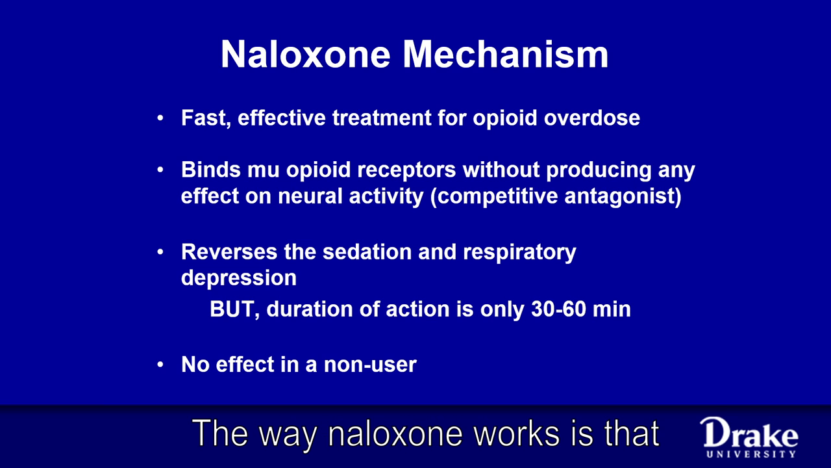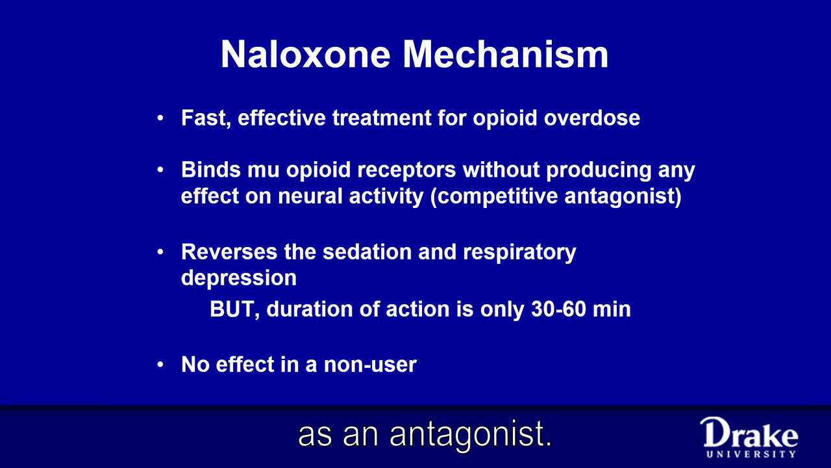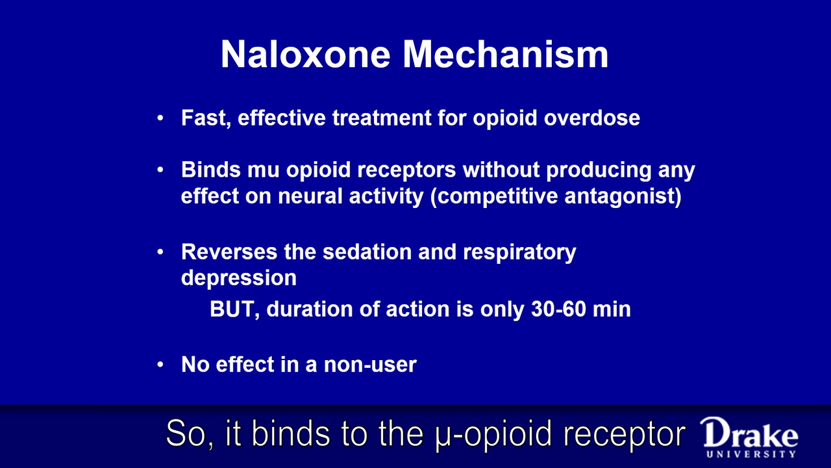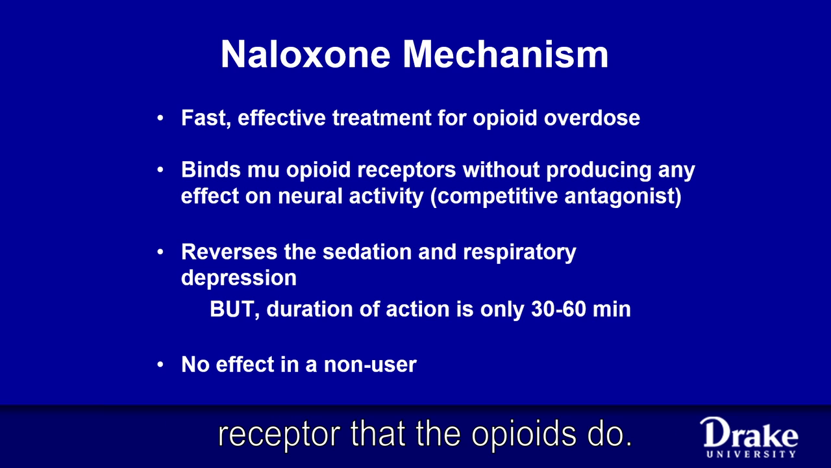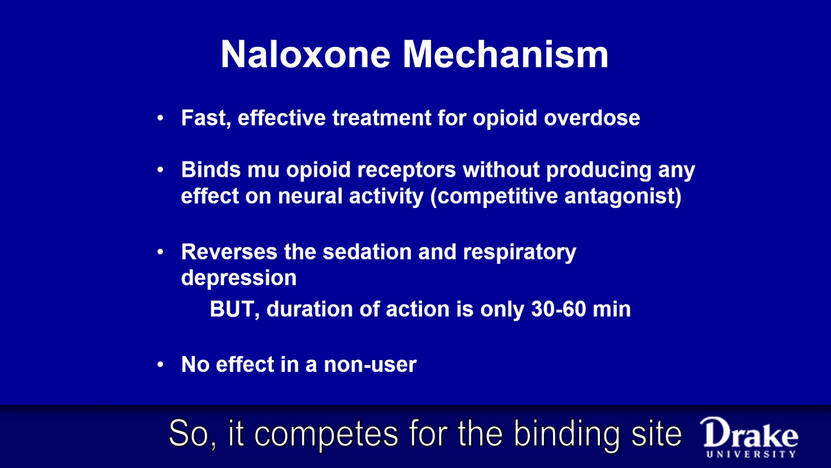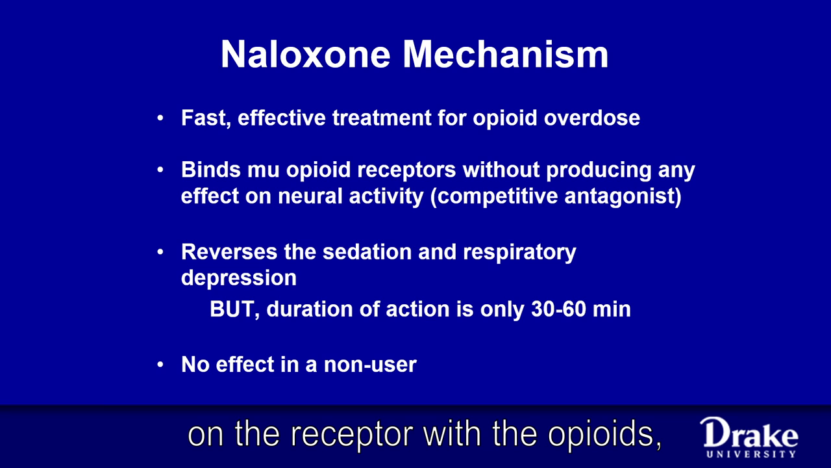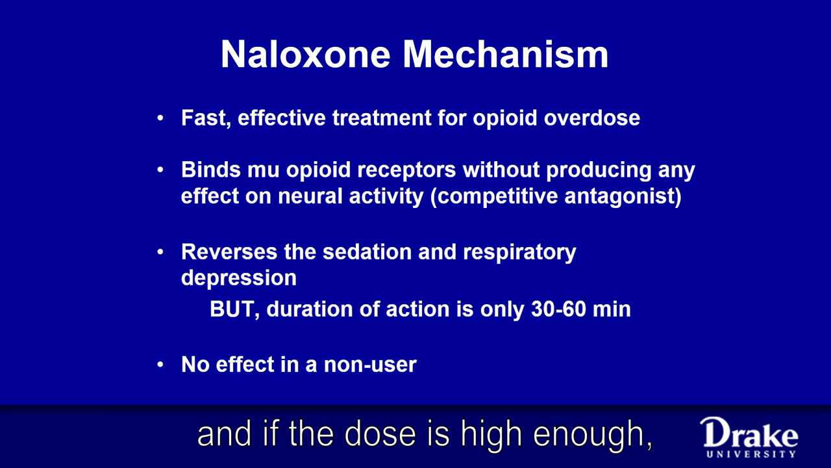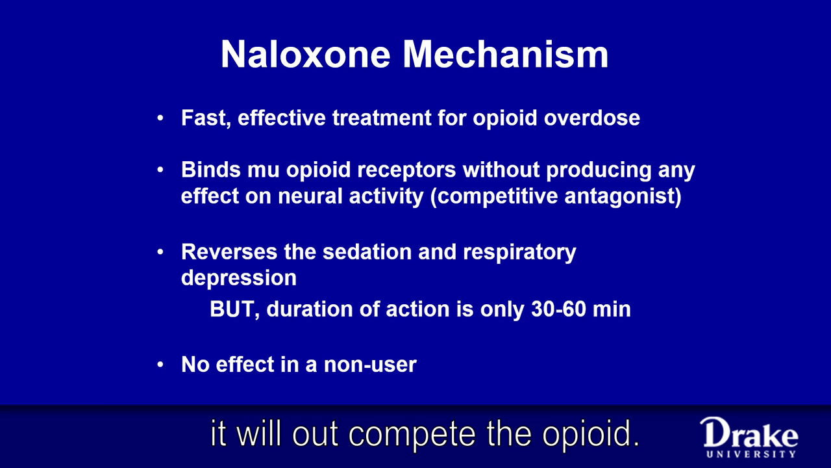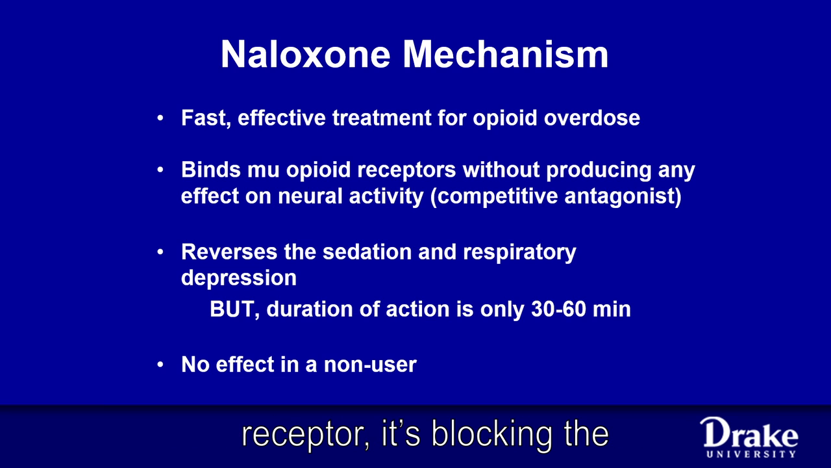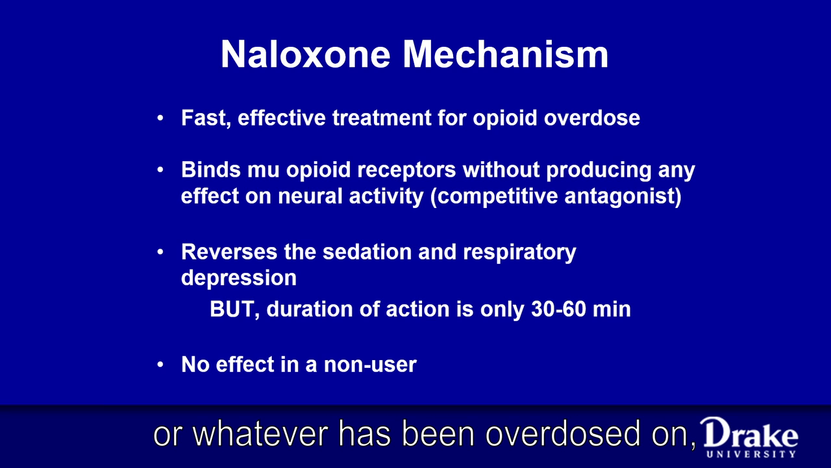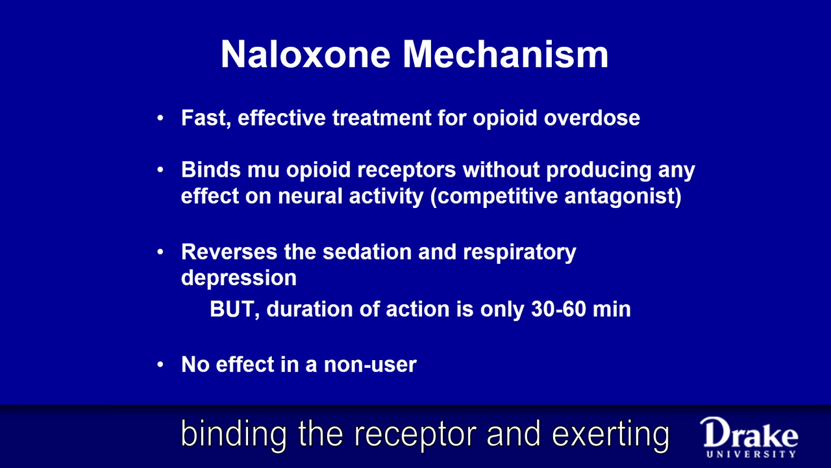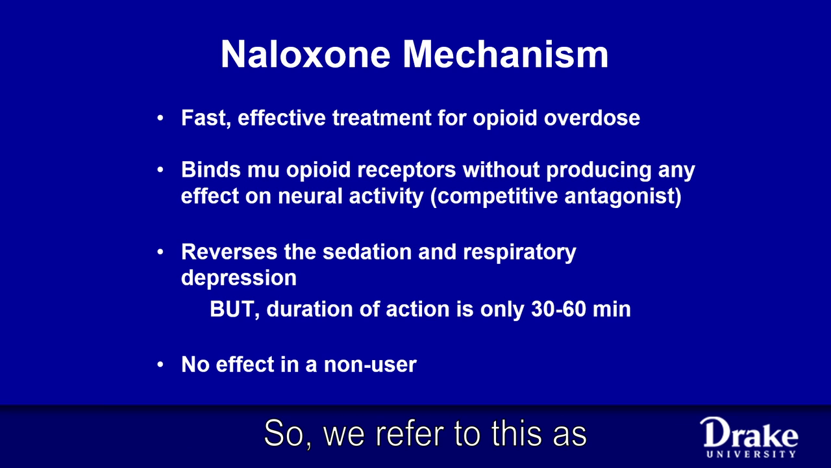The way naloxone works is that it's what we refer to in pharmacology as an antagonist. So it binds to the mu opioid receptor, and it binds the same spot on the receptor that the opioids do. So it competes for the binding site on the receptor with the opioids, and if the dose is high enough, it will outcompete the opioid. So when the naloxone binds to the receptor, it's blocking the heroin or morphine or oxycodone or whatever has been overdosed on, preventing that agent from binding the receptor and exerting its effects. So we refer to this as competitive antagonism.